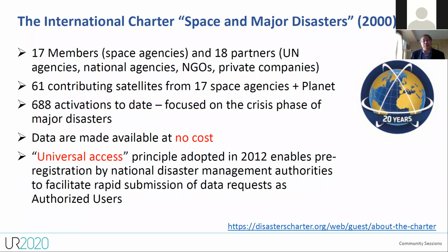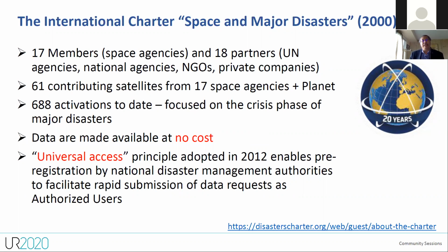And certainly in the remote sensing community, everyone has recognized that at least in the last 20 years, there's been this overall framework for sharing data primarily after disasters. So the charter was set up in 2000. There are 17 space agency members and other partners, a fair amount of satellites that provide data under activations. There have been over 600 activations.